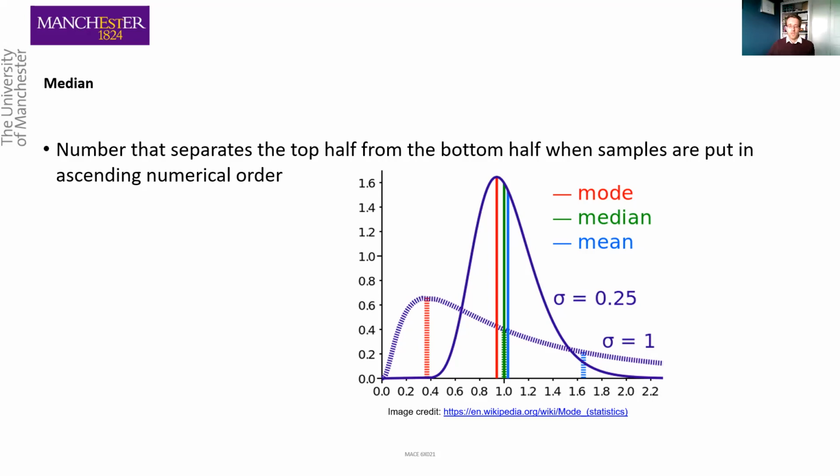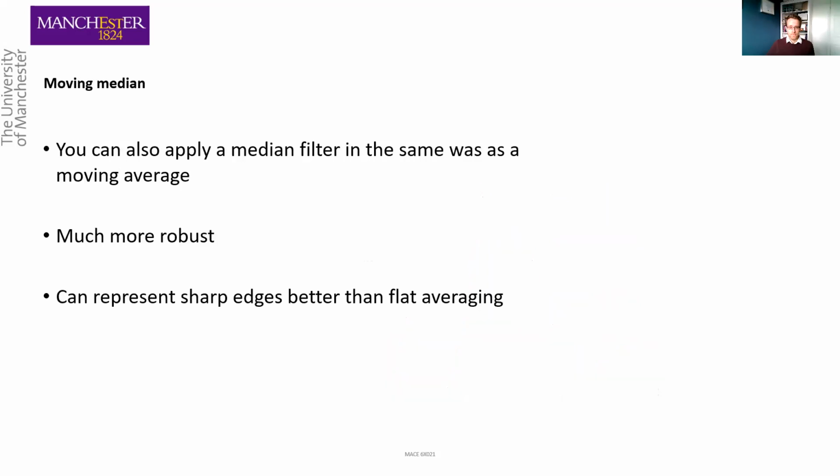So the median often doesn't give you the best representation of a smooth varying signal, but it does have some other really useful properties. It is much more robust and much better at dealing with very large spikes and sharp gradients. So let's have a look at sharp gradients.